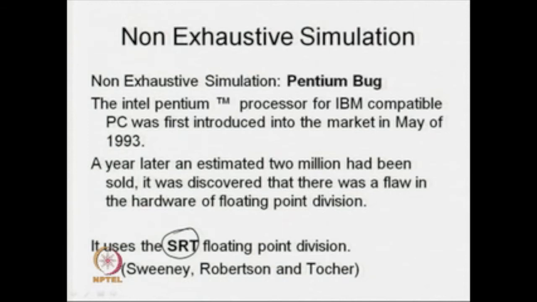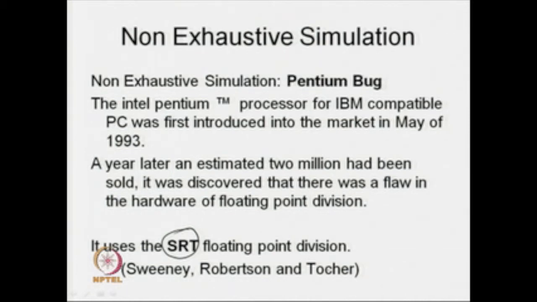This algorithm comes from three scientists named Sweeney, Robertson and Tocher. They devised this particular division algorithm. Since it is a faster algorithm, Intel decided to use it in their new Pentium processor. So, what is the difference?